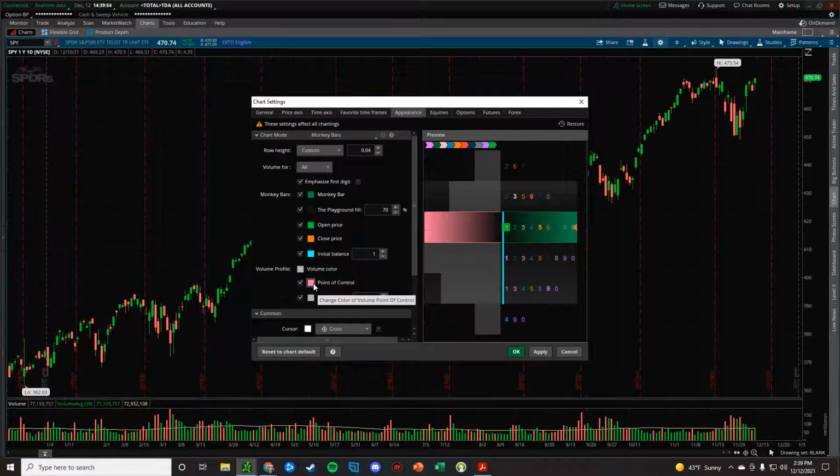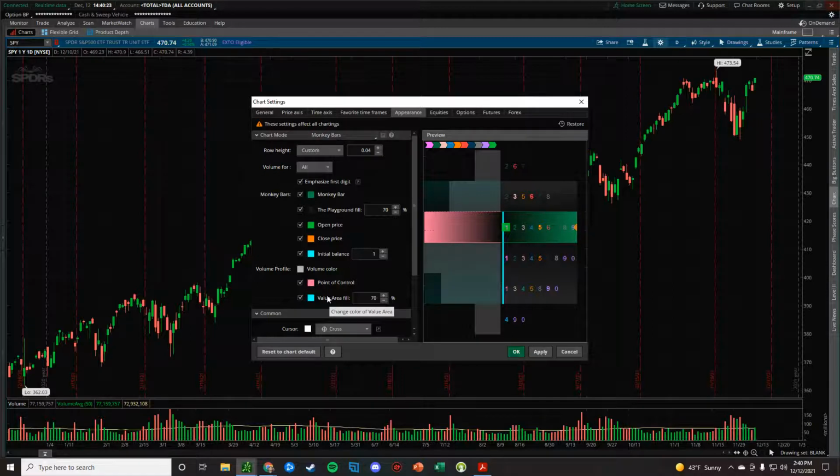The point of control, similar to the monkey bar, is going to show you where the highest concentration is, except instead of the TPOs, this is going to show you where the highest concentration of volume, or where the most trading has taken place for the day. As well, we're going to have a value area fill that's going to show us where 70% of the day's volume took place. I like to make my value fill area a little bit of a lighter color.